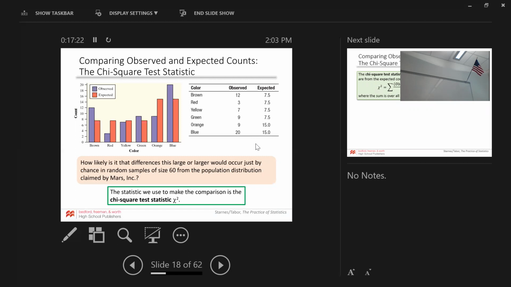Where are we here? The conditions. The conditions include this. SRS. Do we have an SRS of M&Ms? Yes. Do we have less than 10% of all the M&Ms in the world? Way less. We had 60 M&Ms. There's millions and millions of M&Ms. Now listen to the last one. This is new. Each expected count has to be at least 5.